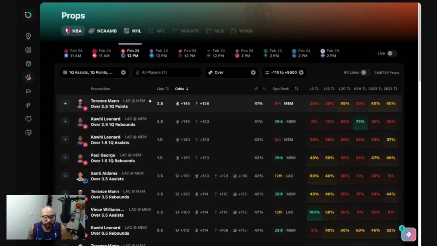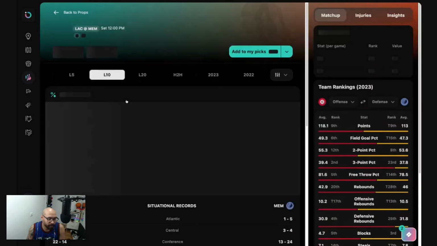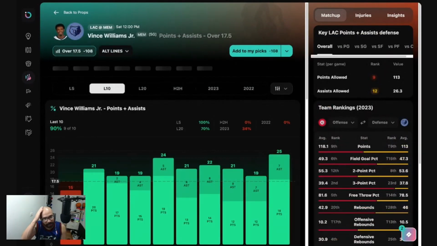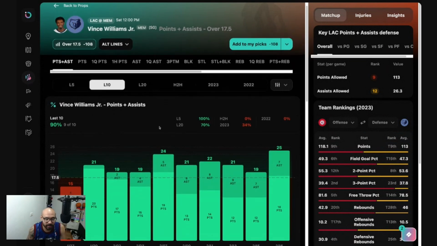Okay, we're jumping into the Clippers versus the Grizzlies for real now, looking at the last 10 games. So Vince Williams is somebody that I pretty much bet on every time he plays, and it's usually the same play. It's his points and assists, and this is why. The line's at 17.5, and he's covered this in 9 out of his last 10 games.